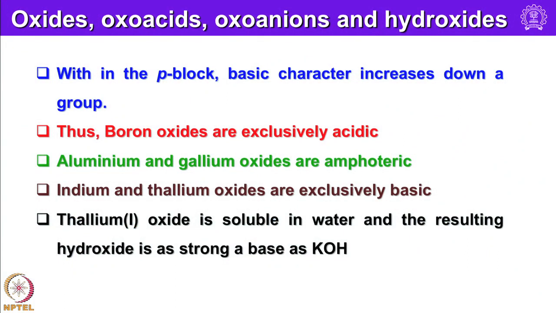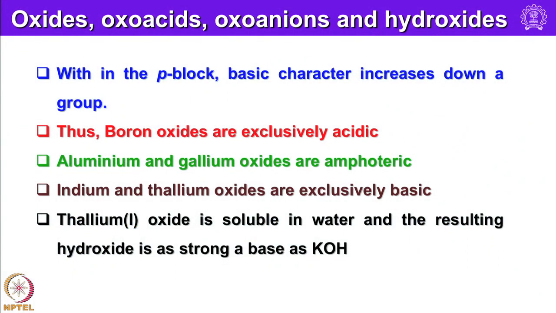Whatever reactions I described in the case of diborane can be carried out using digallane, provided we maintain the temperature below 253 Kelvin. Now let us look into oxides, oxo acids, oxo anions and hydroxides of group 13 elements. Within the p block, basic character increases down a group.